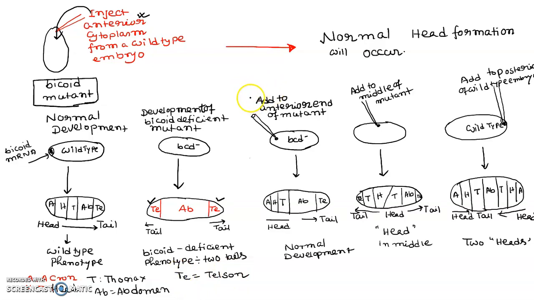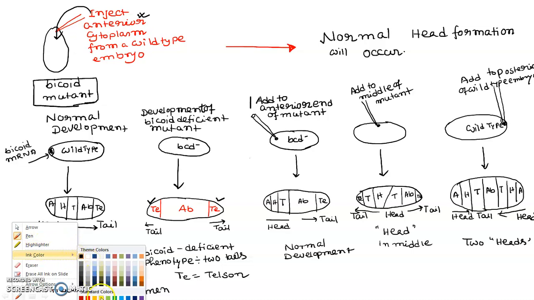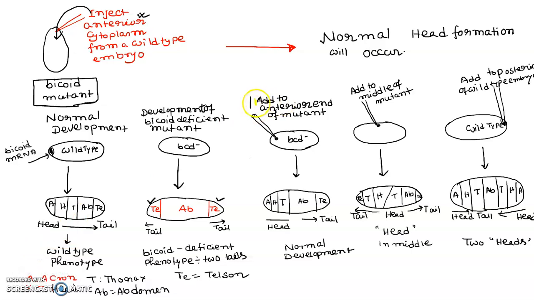Now the third experiment: add to the anterior end of the mutant. If you add anterior cytoplasm into the mutant, there is development of acron, head, thorax, abdomen, and telson, right? So head to tail formation occurs, completely normal development.